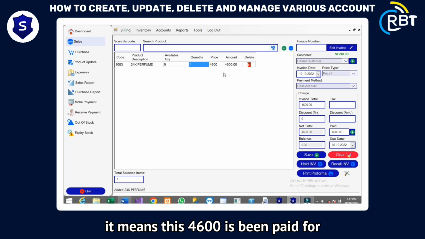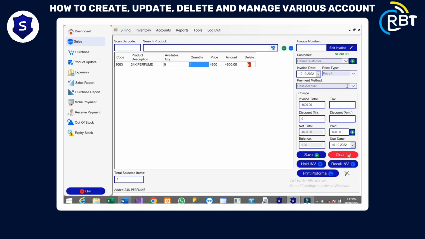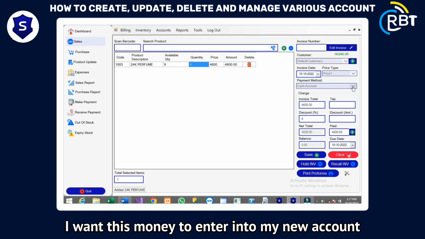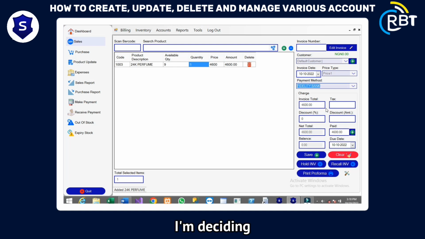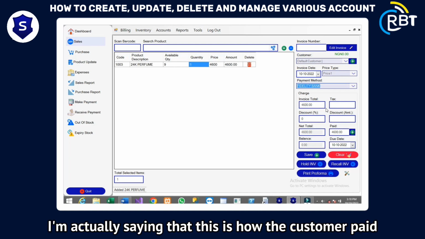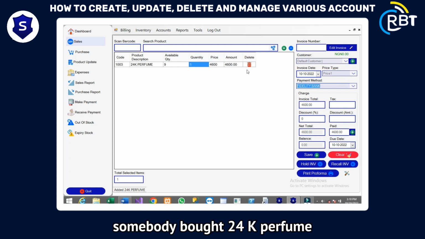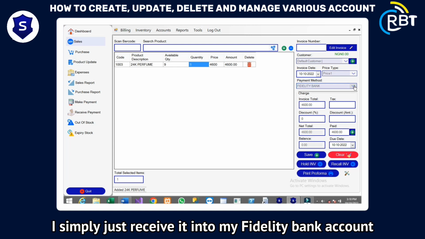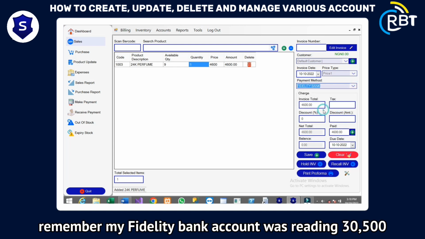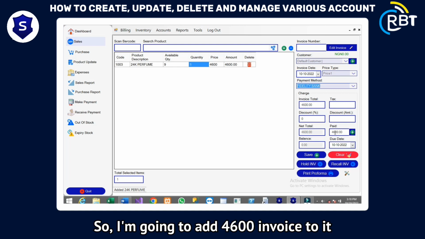So assuming I save this transaction here, what is simply going to happen? It means this 4,600 is being paid for and it entered into my cash account. Now I could decide that I want this money to enter into my new account, which is my Fidelity Bank account. I'm not saying I'm deciding, I'm actually saying that this is how the customer paid. So somebody bought 24k perfume and did a bank transfer to my Fidelity Bank. So I simply just receive it into my Fidelity Bank account. Remember, my Fidelity Bank account was reading 30,500, right? So I'm going to add 4,600 naira invoice to it.